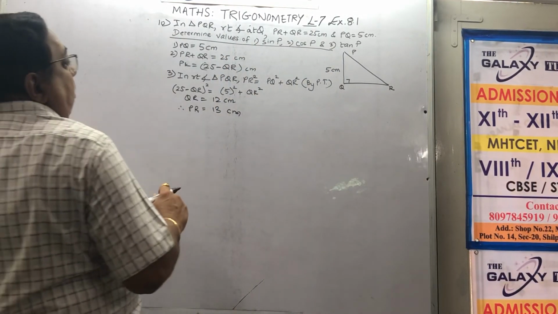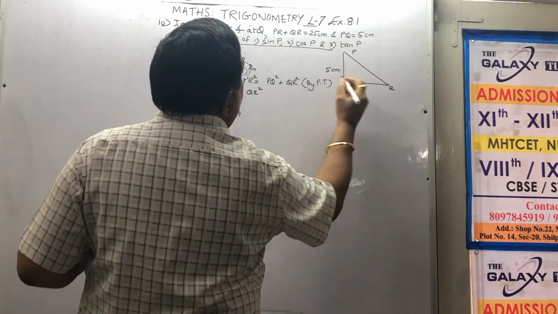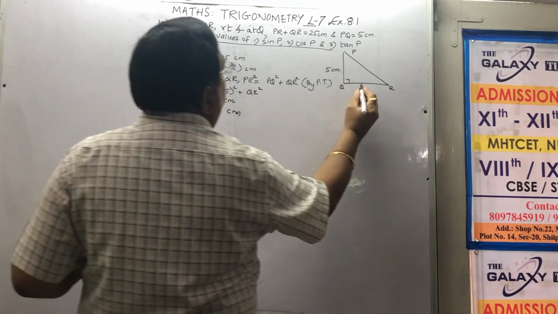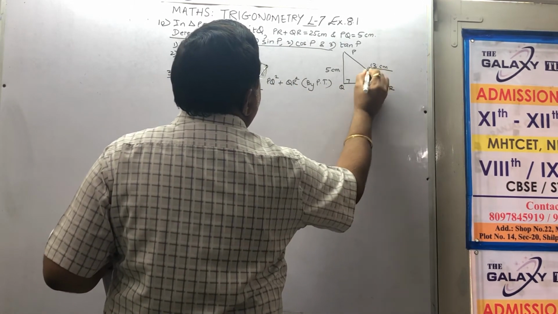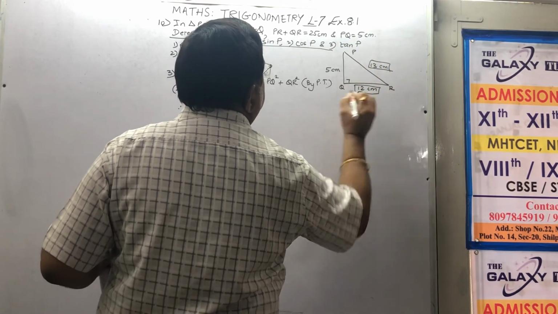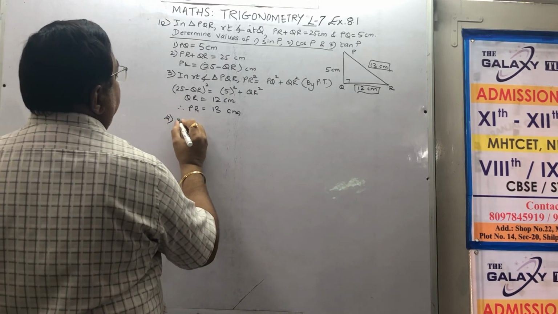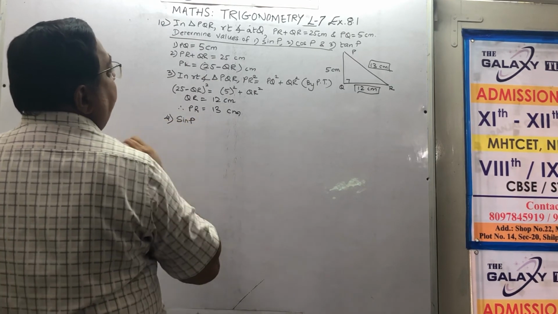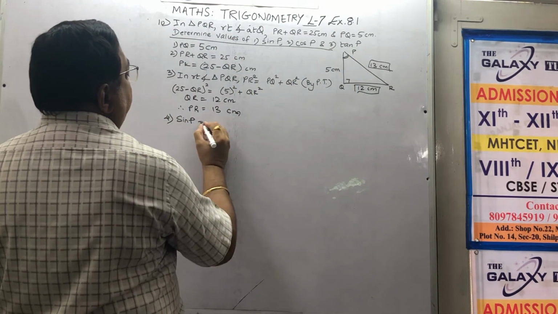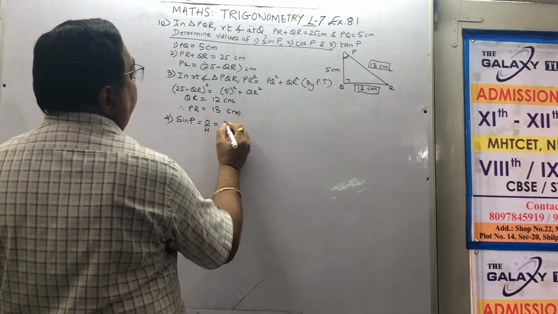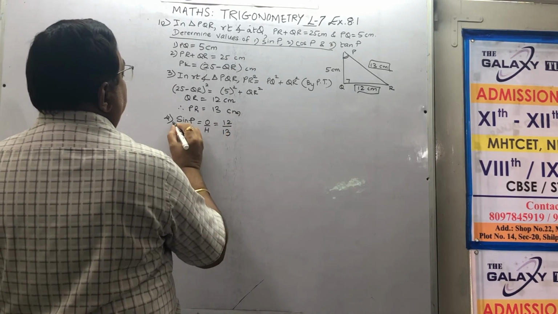Now, once we have the third side, I have here PQ is 5 centimeter. I have QR as 12 centimeter. I have PR as 13 centimeter. This we have found and that was given. Now I am supposed to find sine P. To find sine P, keep your eye on P. Sine is opposite upon hypotenuse. So 12 upon 13. First.